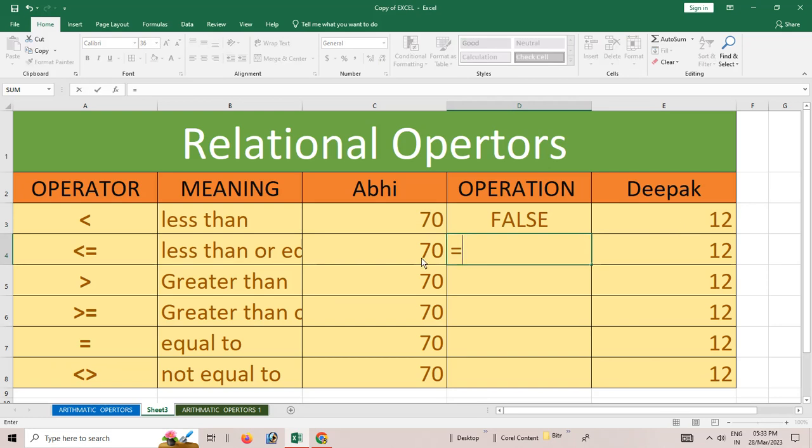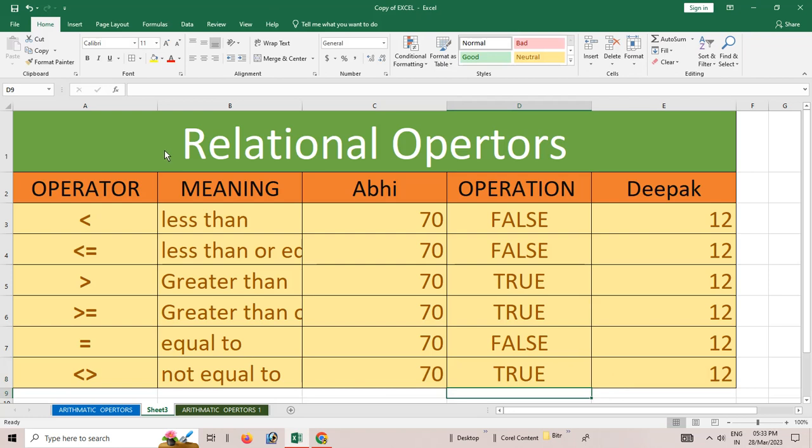Abhi less than or equal to Deepak is also false. Abhi greater than Deepak is true, Abhi is greater. Abhi greater than or equal to Deepak is true. Are both equal? No, both are not equal. So not equal is true. Both are not equal.